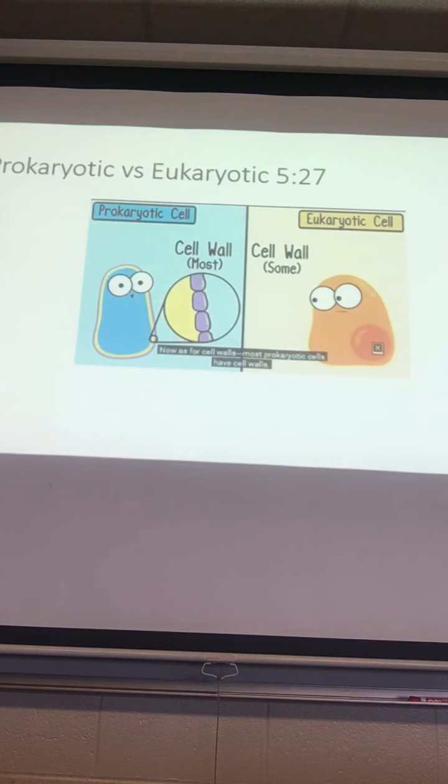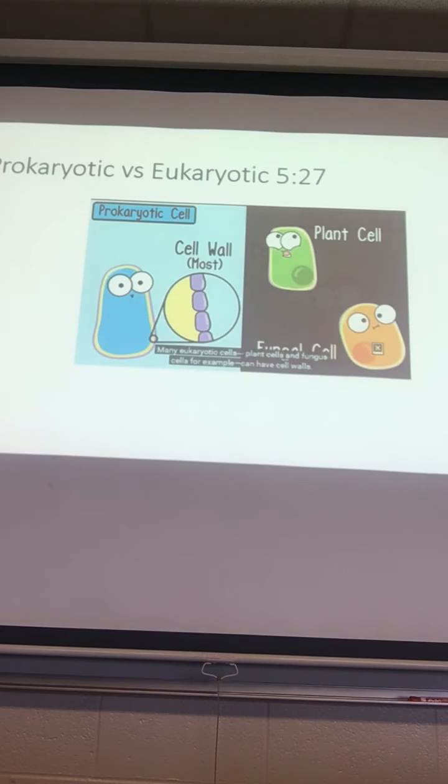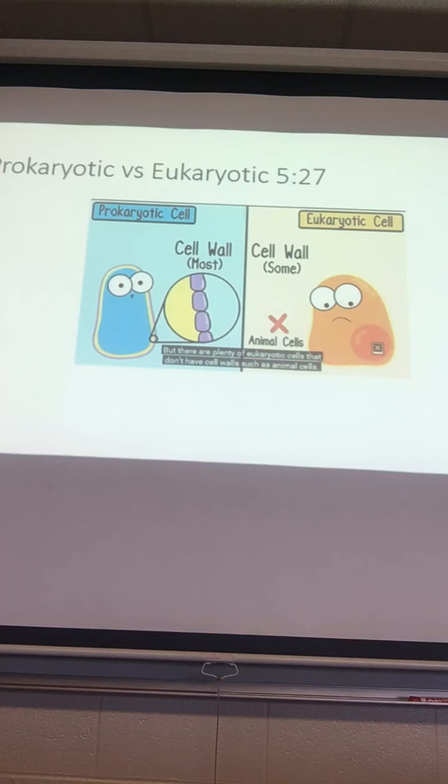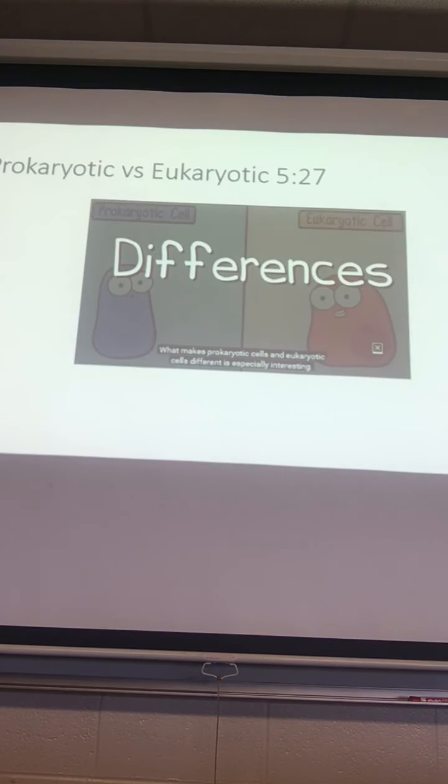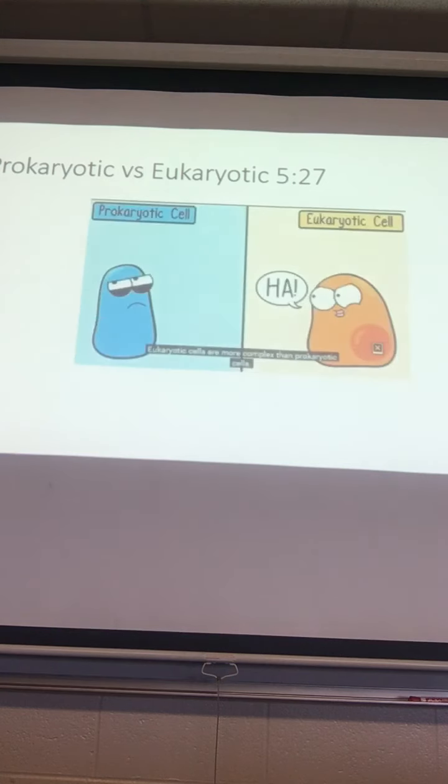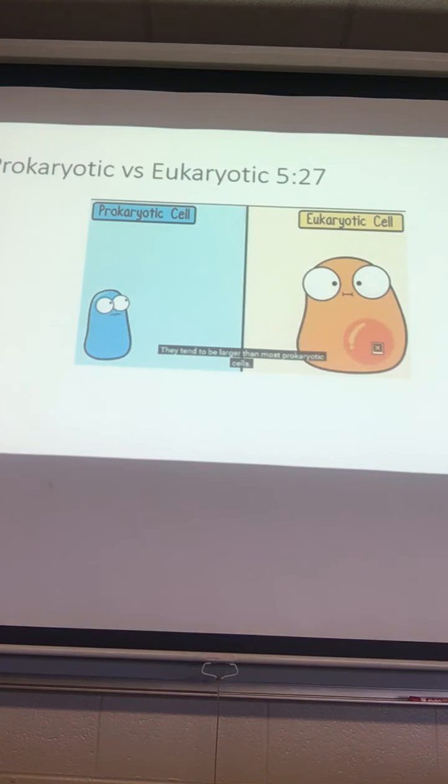Now, as for cell walls, most prokaryotic cells have cell walls. Many eukaryotic cells, plant cells and fungal cells, for example, can have cell walls. But there are plenty of eukaryotic cells that don't have cell walls, such as animal cells. What makes prokaryotic cells and eukaryotic cells different is especially interesting. Eukaryotic cells are more complex than prokaryotic cells. They tend to be larger than most prokaryotic cells.